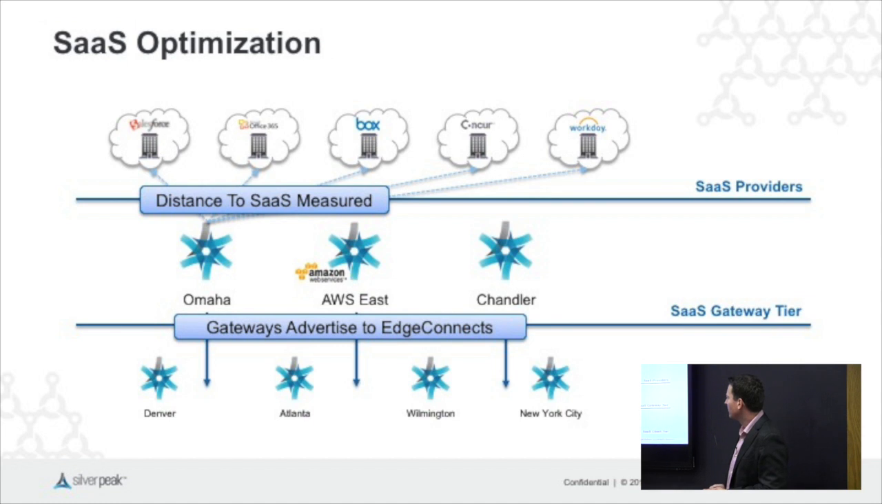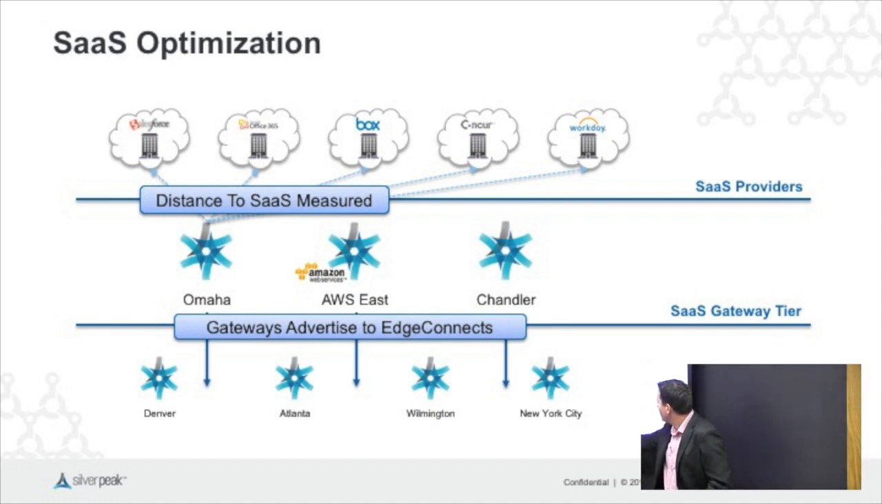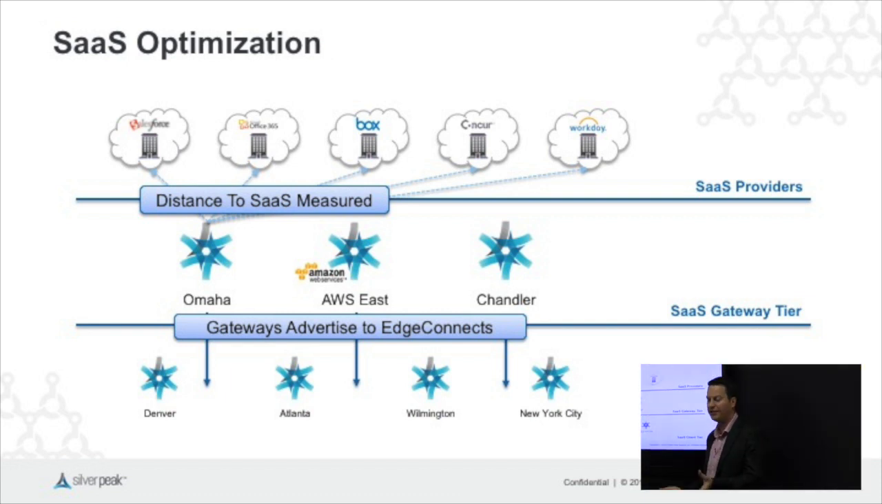SaaS optimization. So I'll maybe just walk you through this. When you have an edge, a Unity fabric, you will have a number of nodes which are sort of gateways to leave that business intent overlay. So in this case, we have Omaha, we have Virginia, we have Chandler. Each one of these gateways can reach the SaaS applications at the top, right? Salesforce, Box, et cetera.